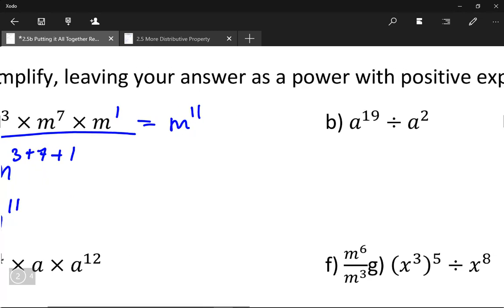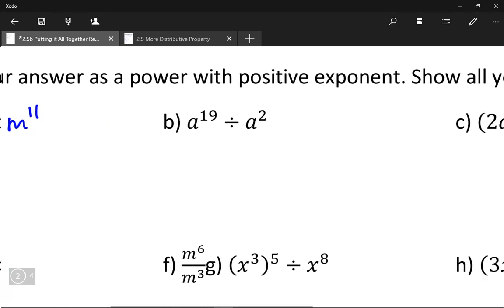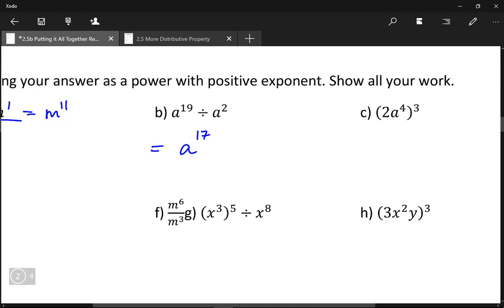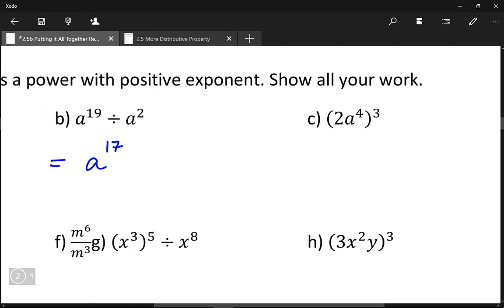Okay, let's do a division one. a to the exponent 19 divided by a squared. Again, you could do this in one step. Subtract the exponents if you're dividing. So 19 minus 2 is 17. Let's do now the third one.